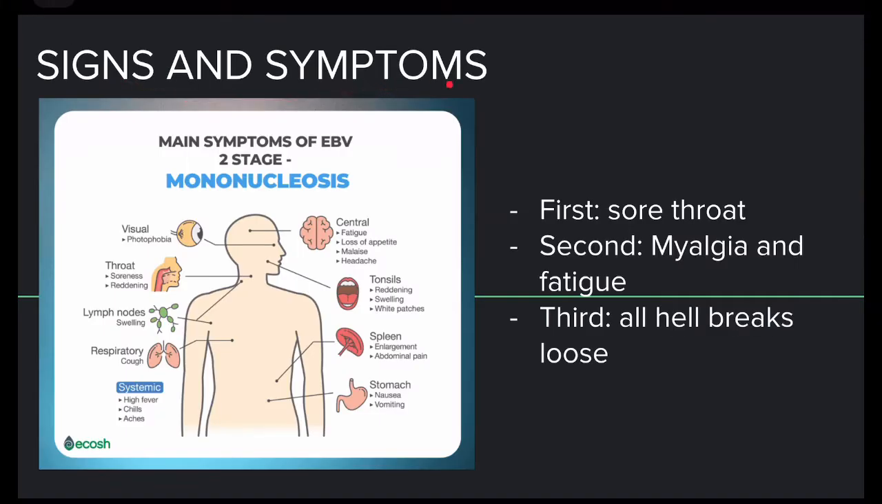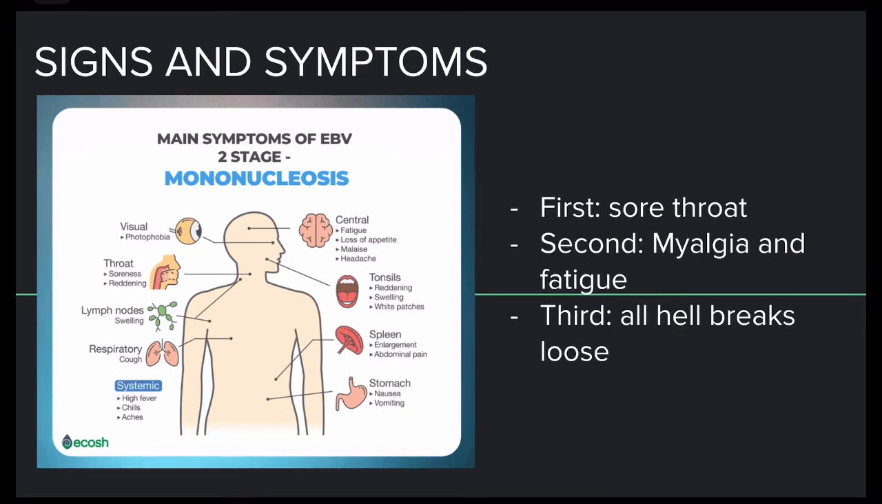The signs and symptoms associated with mono never really show that it's actually mono. From this little photo right here, you can clearly see that mono affects all different types of systems throughout the whole body. It has a very generic type of symptoms, such as soreness, redness in the throat, lymph nodes swelling, respiratory cough, and all these other things, all similar to different illnesses such as the flu, the common cold, and so on and so forth.